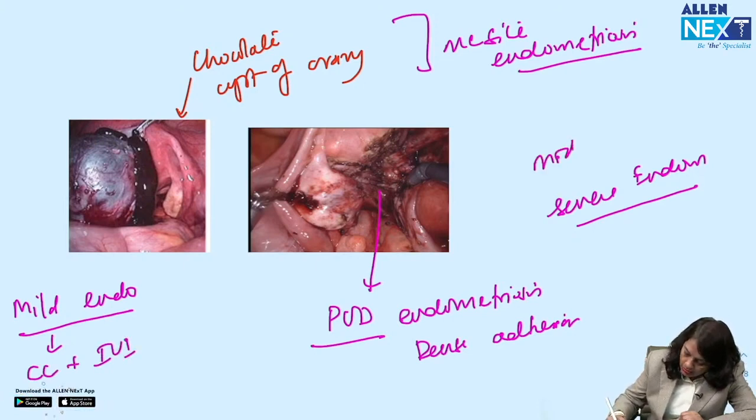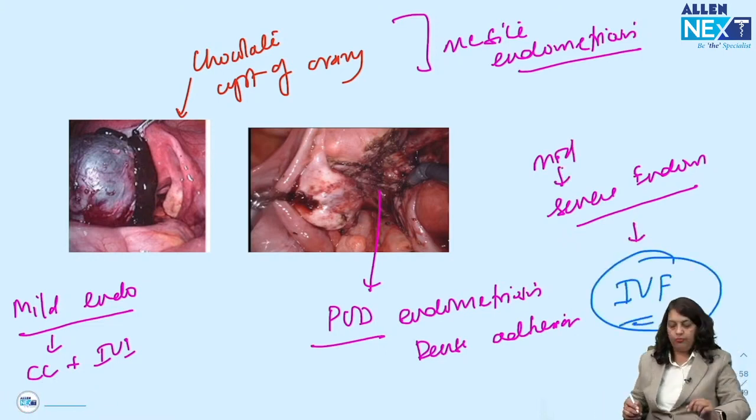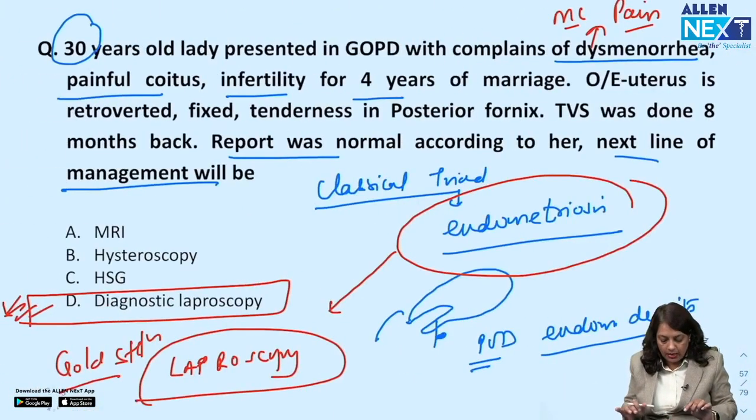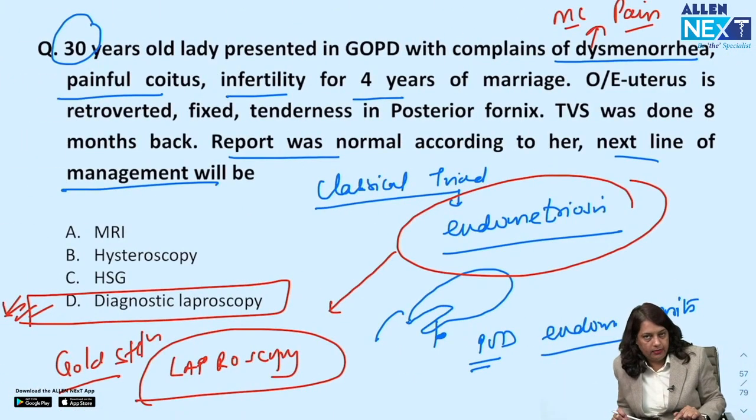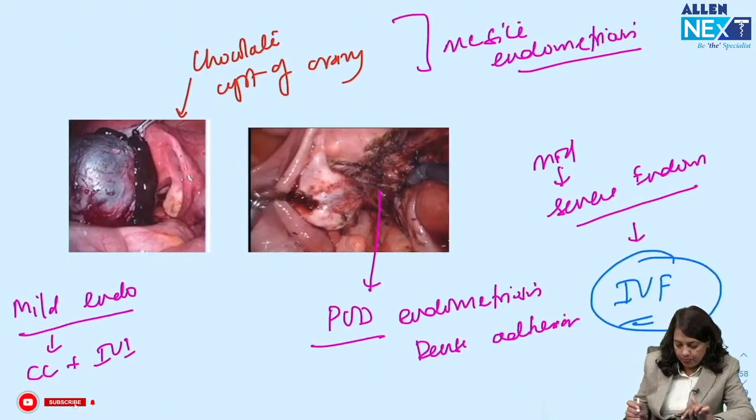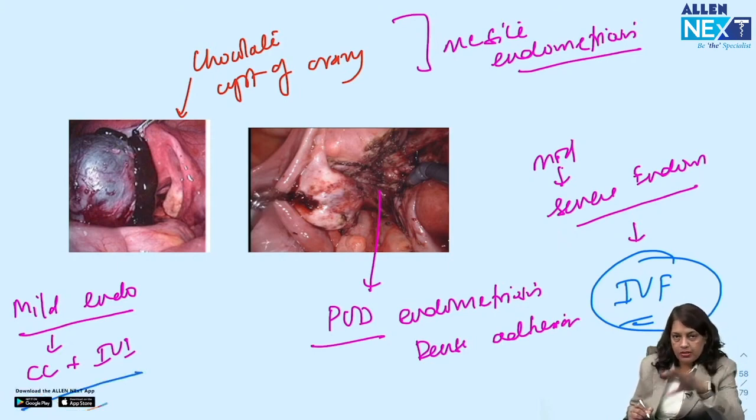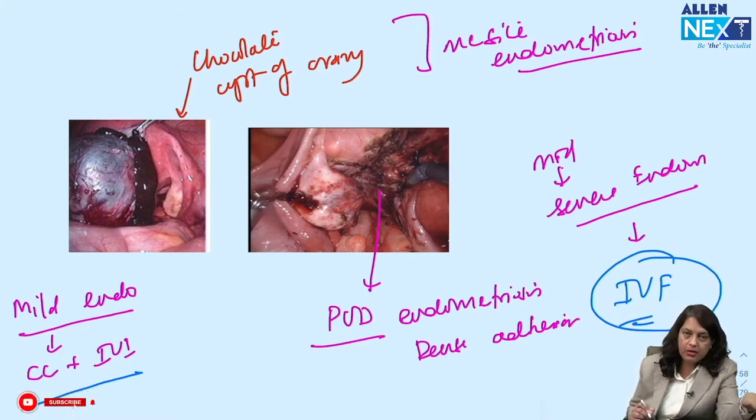In moderate to severe endometriosis, the treatment of infertility is IVF. So depending upon the laparoscopic finding, कि mild है, moderate है या severe है, I am going to plan the management. If she is mild endometriosis, I will try to do adhesiolysis by laparoscopy and give her a benefit of 6 months. She can try for a normal pregnancy.